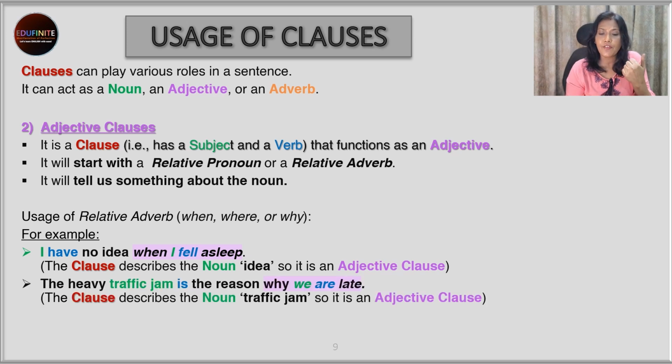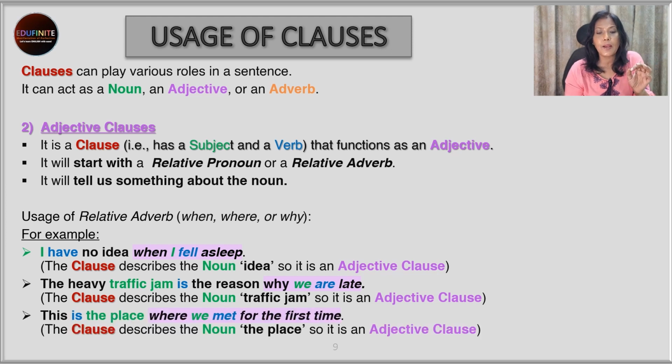Next, the heavy traffic jam is the reason why we are late. So, why we are late is the adjective clause. Why? Because it is telling us why we are late. So, what is the reason for being late? Traffic jam. So, it's describing the traffic jam, why we are late. So, that is an adjective clause.